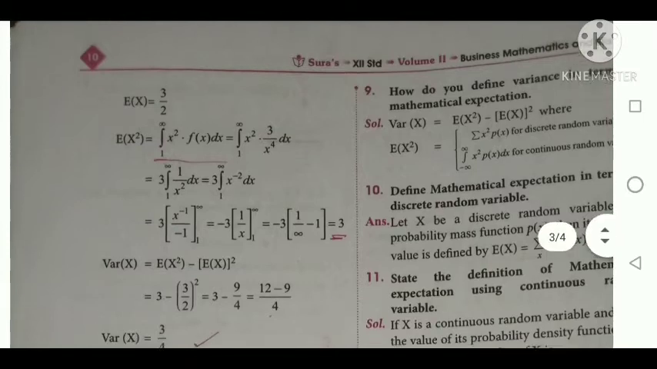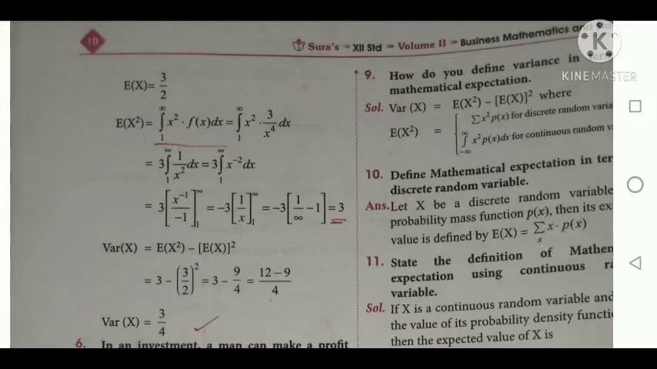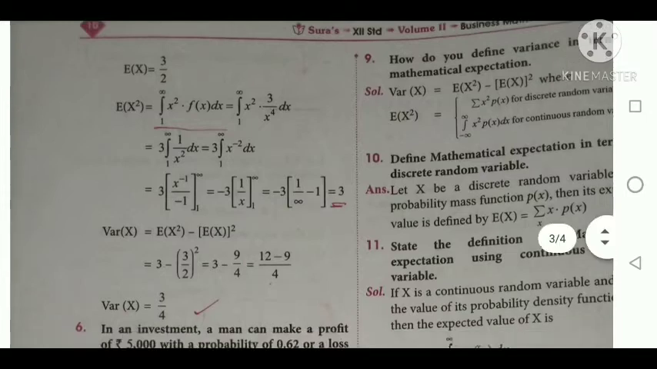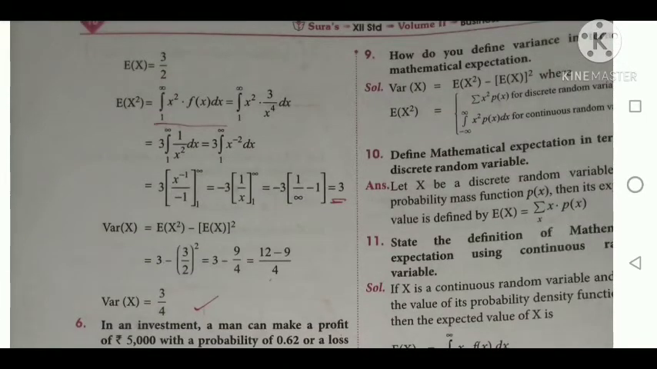Take 3 as a constant, and x square becomes x power minus 2 when it comes to the numerator. After integration, we get 3 into x power minus 1 divided by minus 1, and the limits are 1 to infinity. If you substitute the limits infinity and 1, we get minus 3 into 1 by infinity minus 1. The value of 1 by infinity is 0. Therefore, minus 3 into minus 1, we get 3.